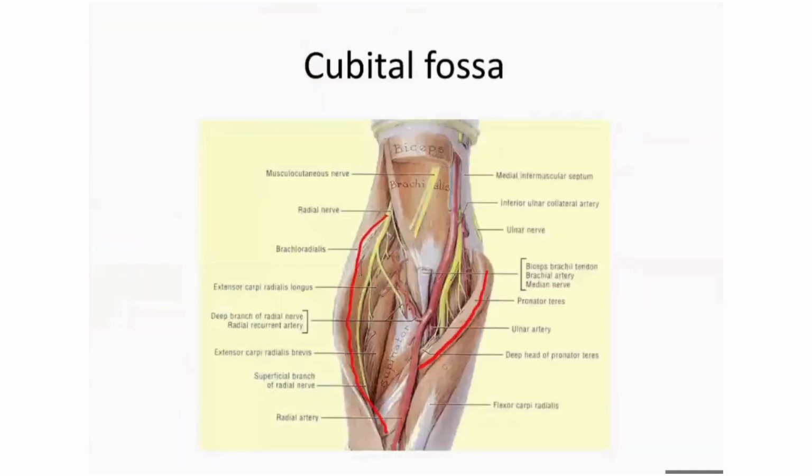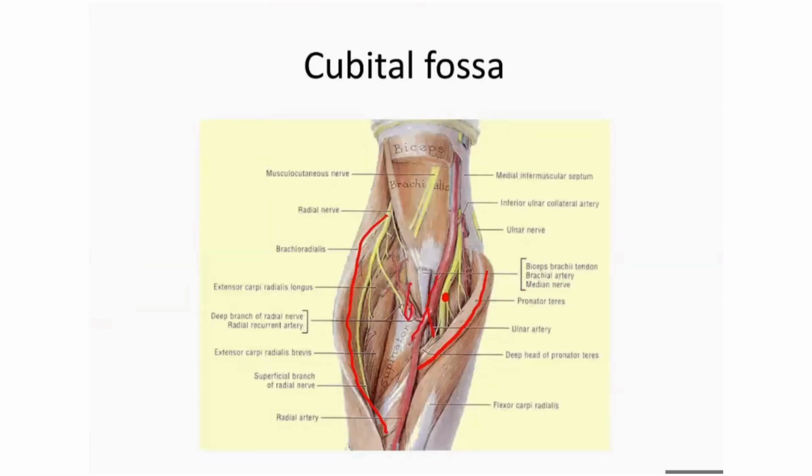Next is the cubital fossa, a triangle in front of the elbow, which is bounded by pronator teres and brachioradialis. The content of the cubital fossa: first is the median nerve, and the termination of the brachial artery into ulnar and radial arteries. Next is the tendon of biceps. These 3 structures form the content of the cubital fossa.